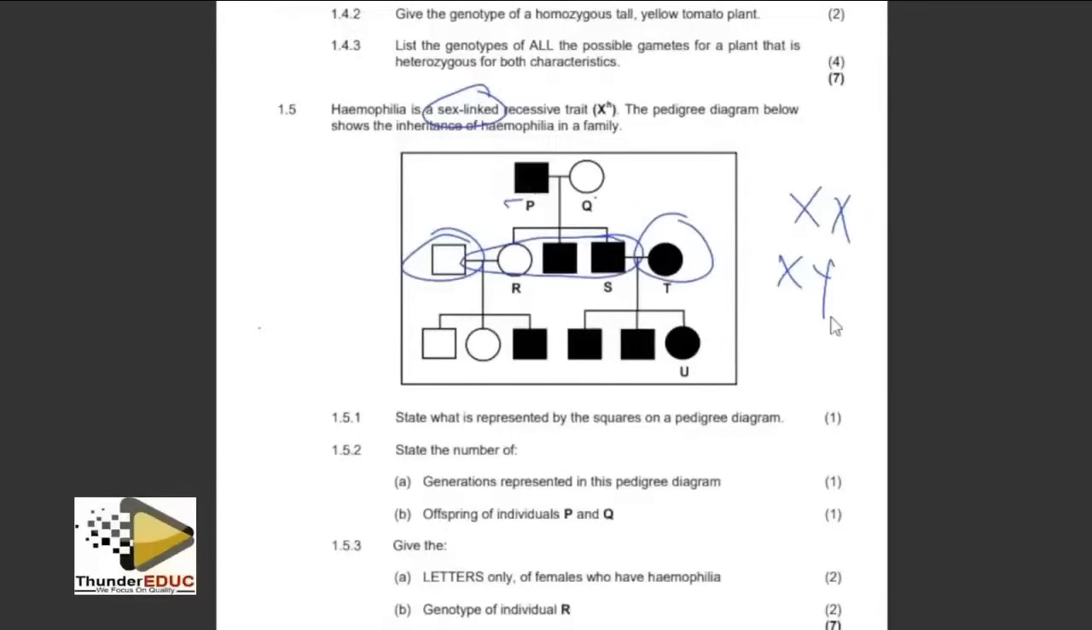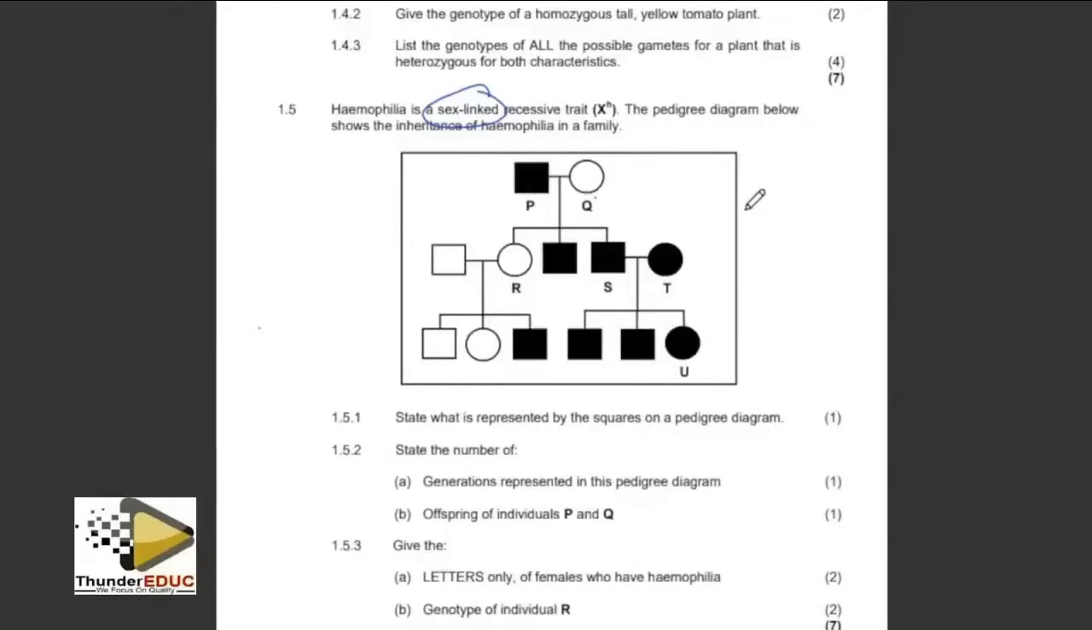How many generations are here? 1, 2, 3. There are 3 generations. You understand? They can ask you what is the genotype or phenotype of P or Q, whatever they can ask. But if it is shaded, it means that individual is affected.